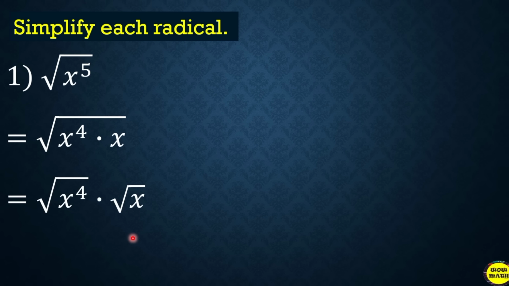So, therefore, paghiwalayin lang natin: the square root of x to the fourth times square root of x. So, yung square root of x to the fourth ay pwede natin i-divide sa index. That is 4 divided by 2. So, that is x squared square root of x. Okay? So, paghiwalayin lang natin yung may perfect square, and then yung hindi natin ma-remove sa loob ng radical.